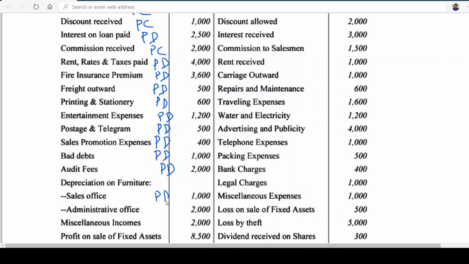Okay, profit and loss account, debit side. Administrative office. This is in the sales department. They are using furniture, administration clerks, etc. There they are having furniture. Depreciation on that: profit and loss account, debit side.